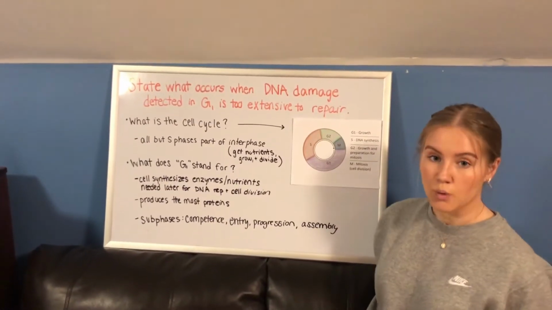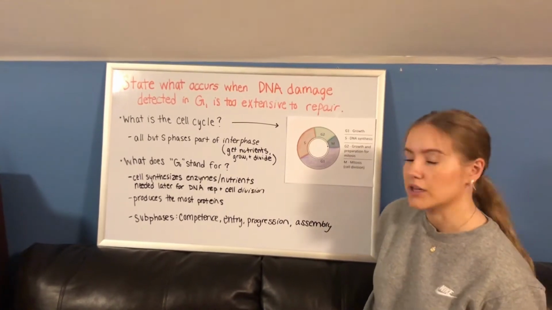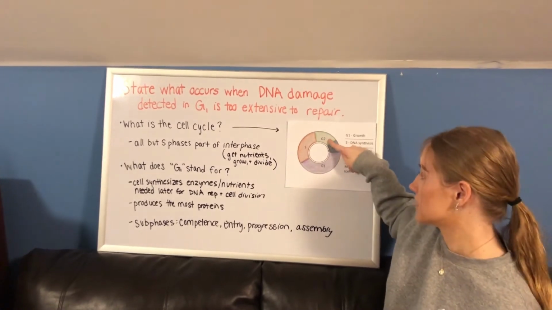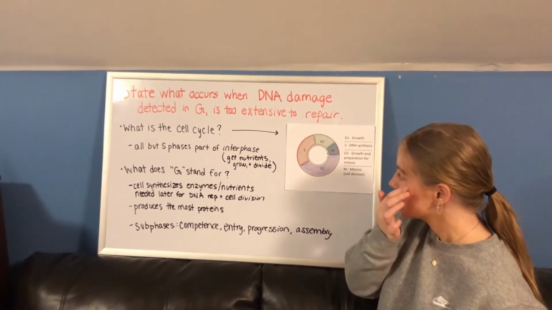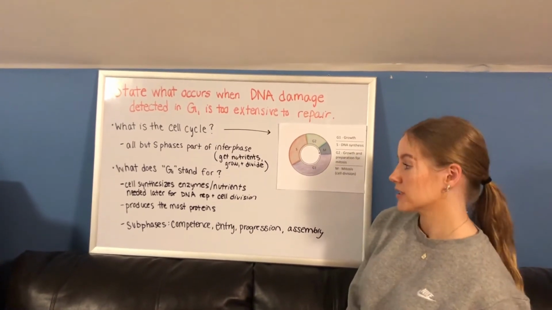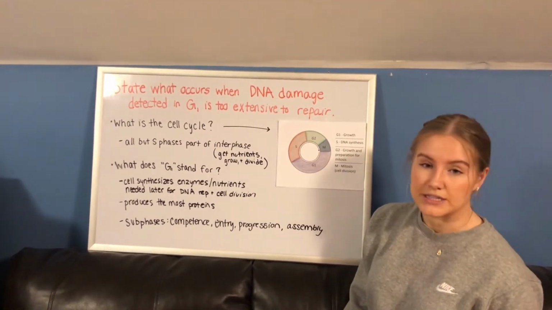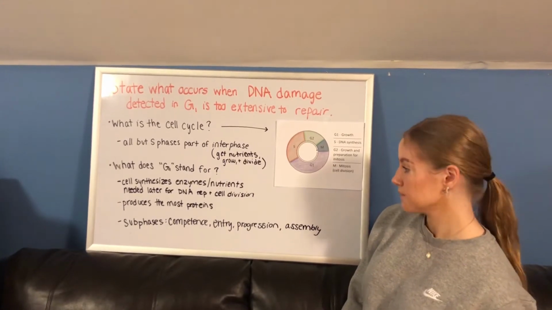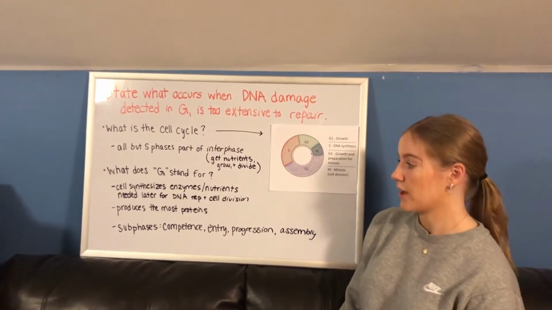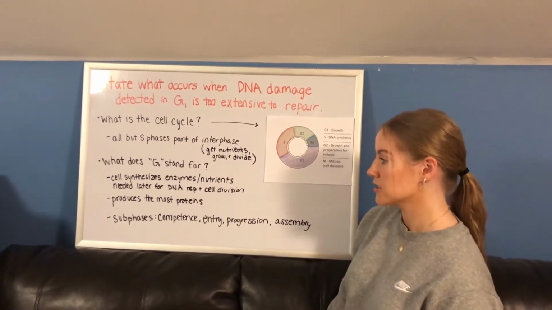So what does G1 actually stand for? G1 stands for gap 1 because it is the first step in the cell cycle, and G2 obviously is gap 2. Here in G1, the cell synthesizes enzymes and nutrients it will need later for DNA replication and cell division. It also produces the most proteins here. This is why the cell grows the most in this phase.